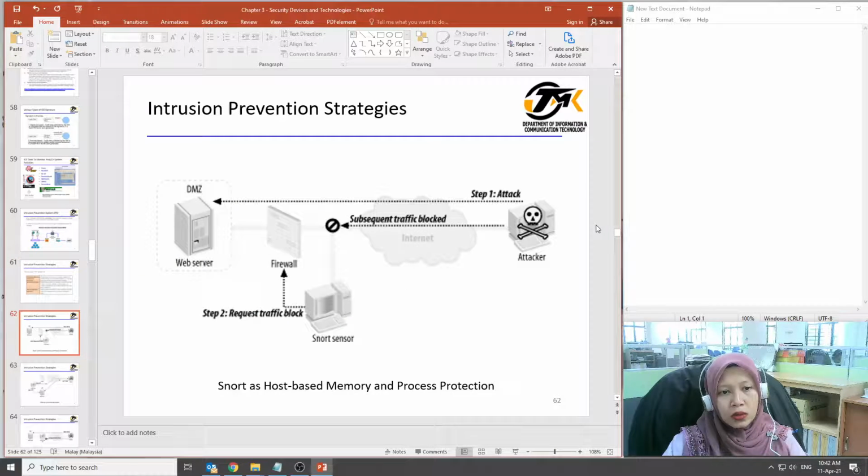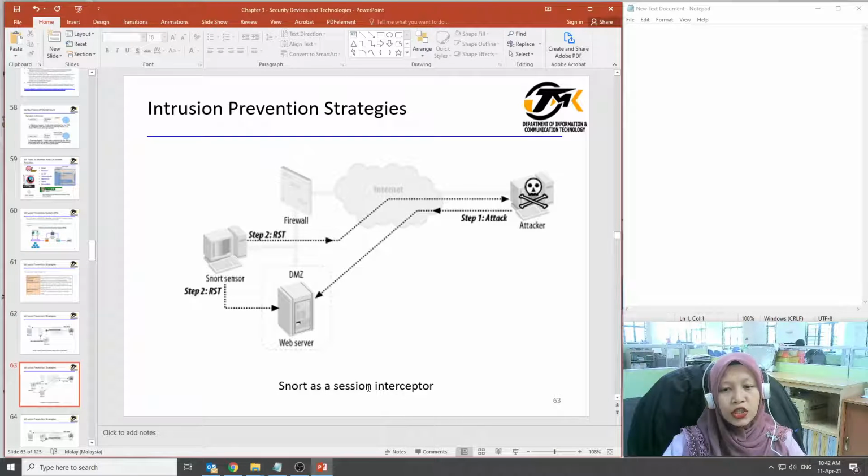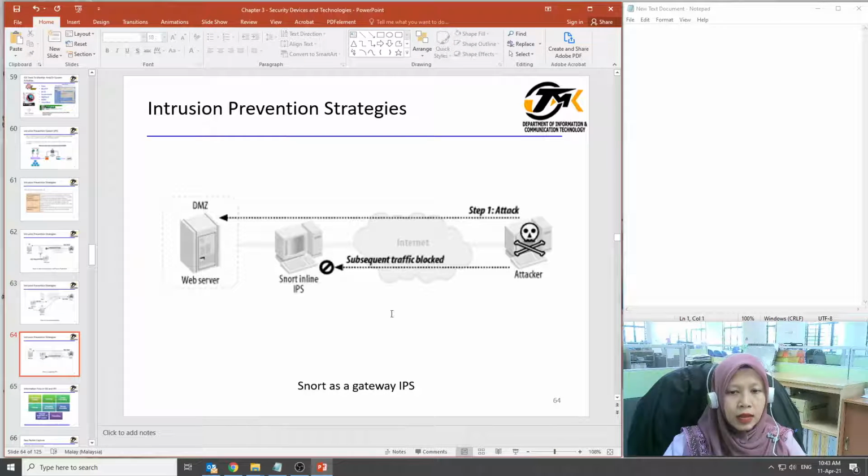Okay, so this is an example of Snort prevention strategies, you can see here. This one is based on host-based memory. The attacker tries to go to the web server to attack, but then the firewall and the sensor detect something wrong, and it will block. The same with the Snort session. The attacker tries to attack the web server. The firewall detects something wrong, it will send a reset to the attacker and to the web server to cut the session. Or the third one, inline IPS. They try to attack, it doesn't send anything, it definitely blocks all the traffic from the attacker.